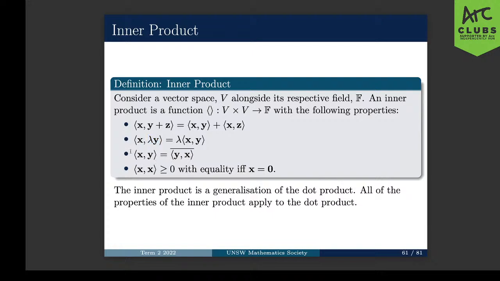But there are two more properties. The third one says that if you swap the order of the arguments, like x and y, you have to take the conjugate. And this is just to deal with when the field is complex. Also, finally, the inner product of a vector x with itself must be non-negative, and it can only equal 0 if x is 0. So the only way for this to be 0 is if x is the 0 vector, and if x is the 0 vector, then x inner product x is 0.